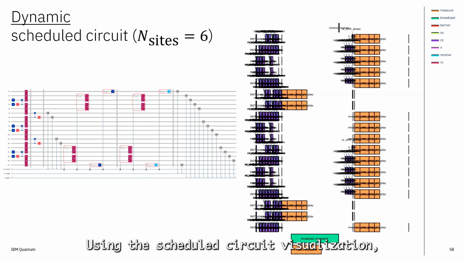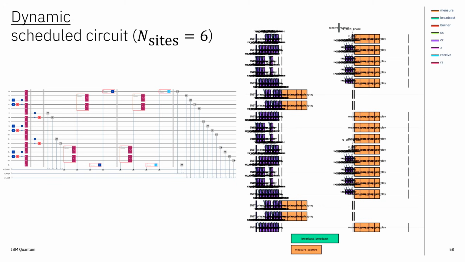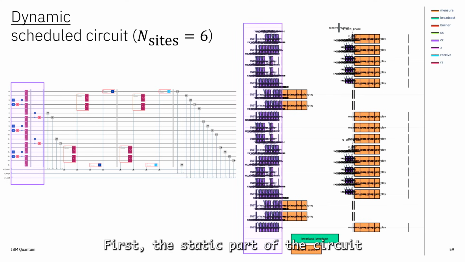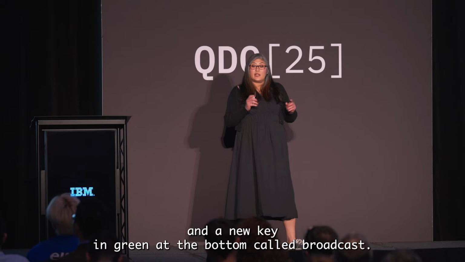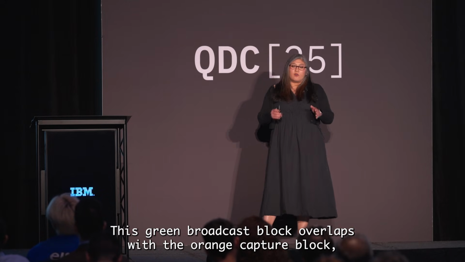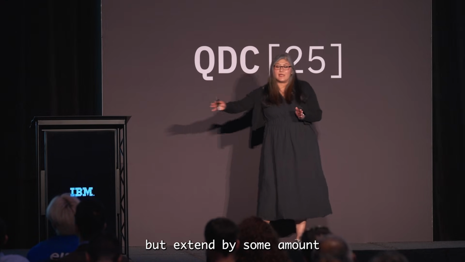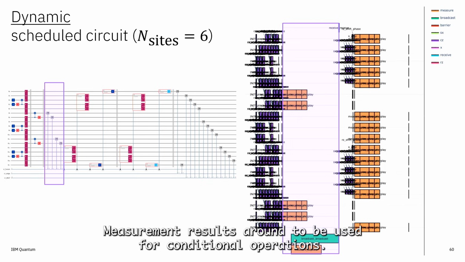Using the scheduled circuit visualization, we can inspect how long the feedforward operation is in this example. Let's go through the circuit section one by one. First, the static part of the circuit consists of single and 2-qubit gates. Next, a layer of measurements in orange, and a new key in green at the bottom called broadcast. This green broadcast block overlaps with the orange capture block, but extends by some amount to allow time to classify the measurement outcome and move measurement results around to be used for conditional operations.